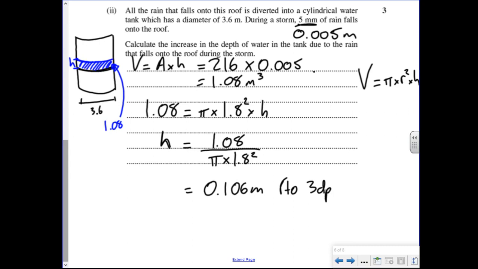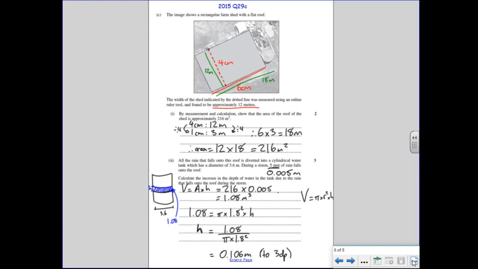And that's the answer. Now, that is quite a tricky question. Looking back on the stats for that year, the 2015, out of 3, the average was 0.42 out of 3. So what that means is not a lot of people know how to do that question. I would say quite a few people probably got up to there and then just didn't know what to do. It's hard to say, but that's probably the hardest question in the whole paper. It's only in question 29C.